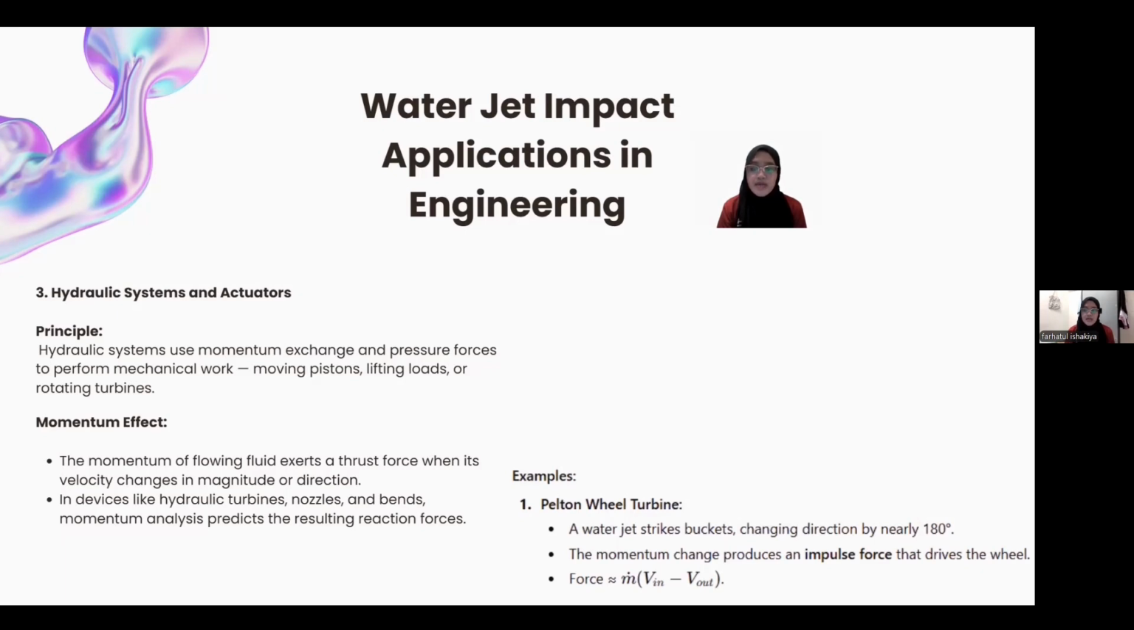A water jet strikes a bucket, changing direction by nearly 180 degrees. The momentum change produces an impulse force that drives the wheel, and force equal to m times v in minus v out.